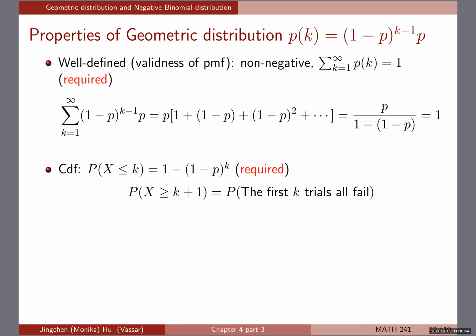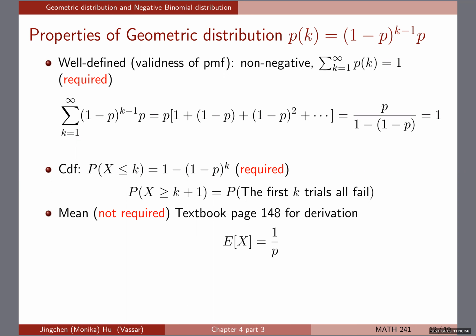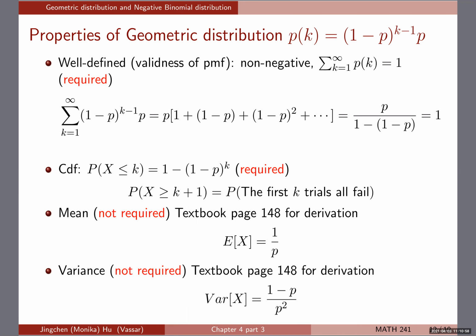The other properties of a geometric distribution are its mean and its variance. It's not required, but I show you the results over here. The mean is 1 over p, and the variance is 1 minus p over p squared. And you can consult the textbook, page 148, for the derivation for both, if you want to get those exercises.